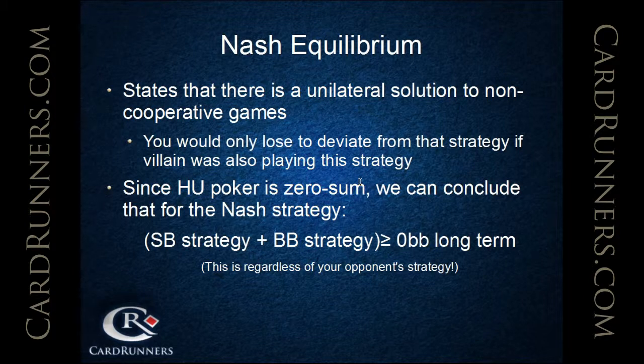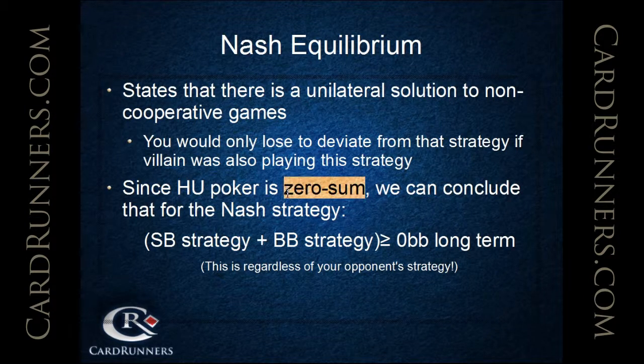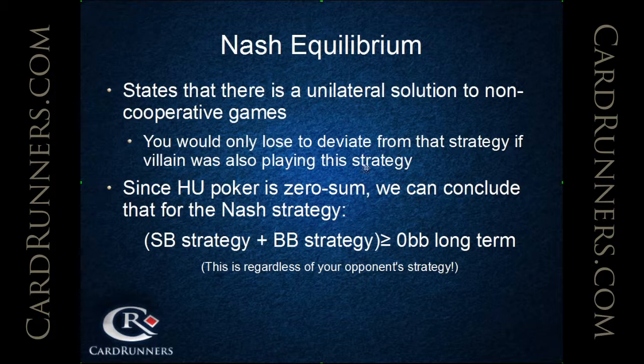Heads-up poker is a zero-sum game. Zero-sum means that anything that one player wins, the other guy loses in equal amounts. So, if your strategy wins you 5 BBs per 100, then you're heads-up against another player. Since poker is a zero-sum game, that implies he's losing 5 BBs. With rake, obviously, it's going to be different, but we don't look at rake in theory.